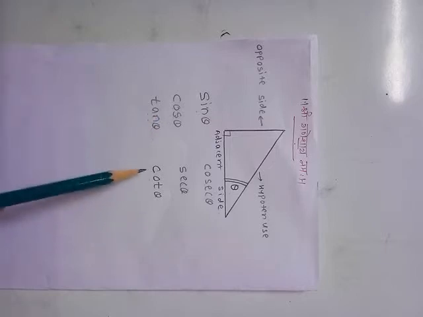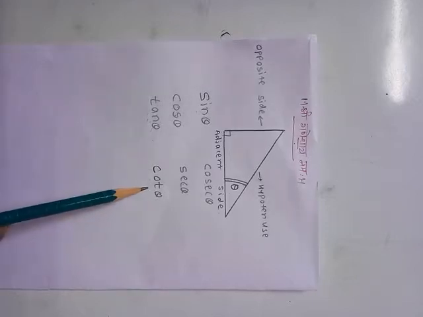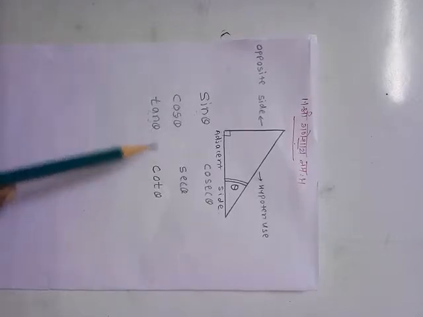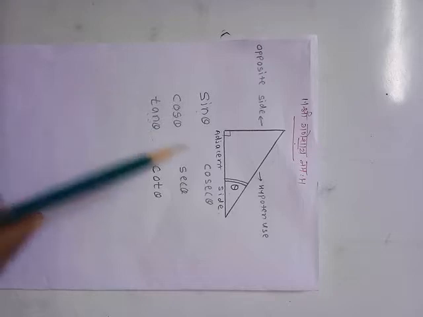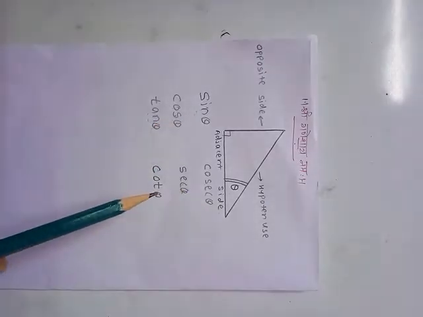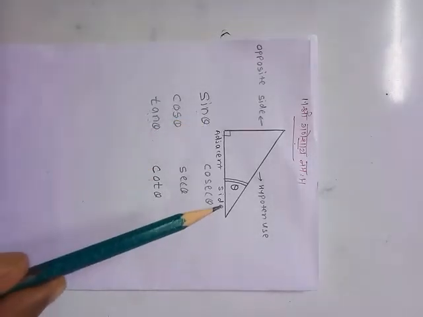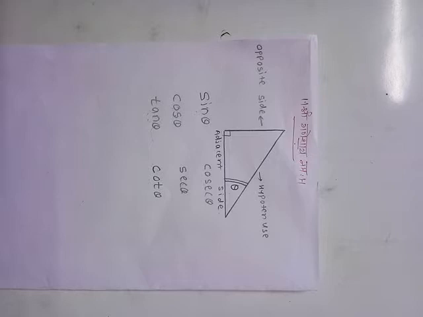Tan theta and cot theta are inverses of each other. Then 1 upon tan theta is cot theta, 1 upon cot theta equals tan theta, and tan theta into cot theta equals 1. Then sin theta upon cos theta equals tan theta. Cosec theta upon sec theta equals cot theta. Cos theta upon sin theta equals cot theta. Sec theta upon cosec theta equals tan theta.